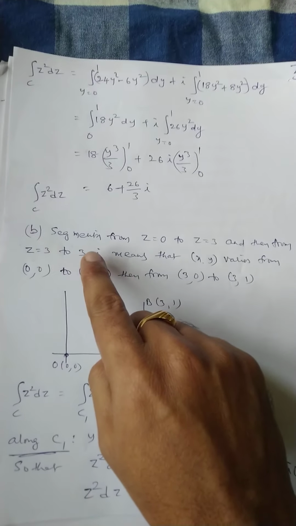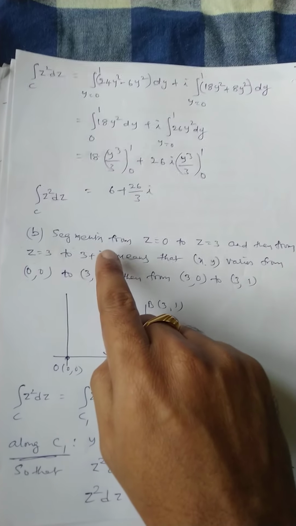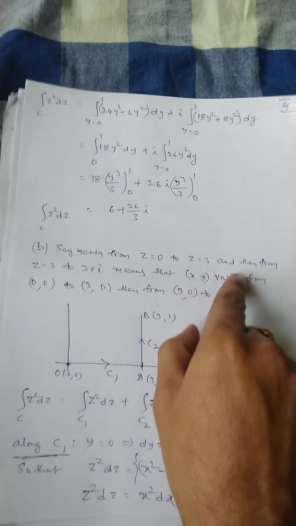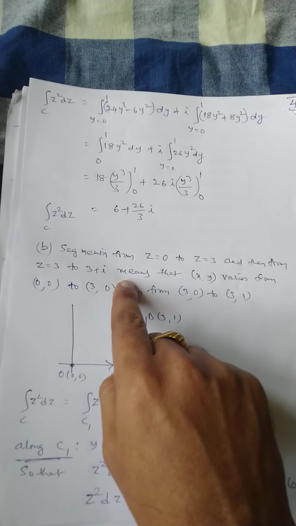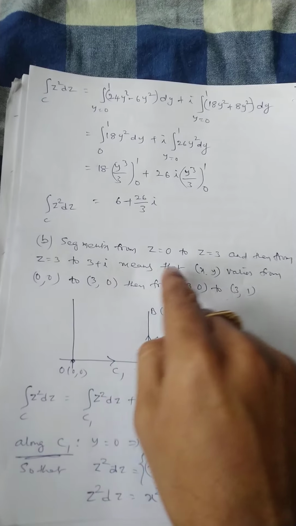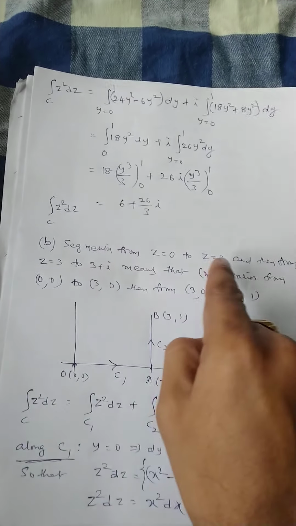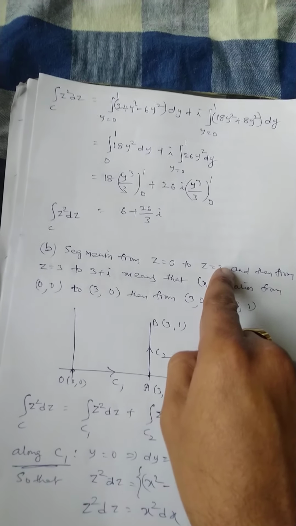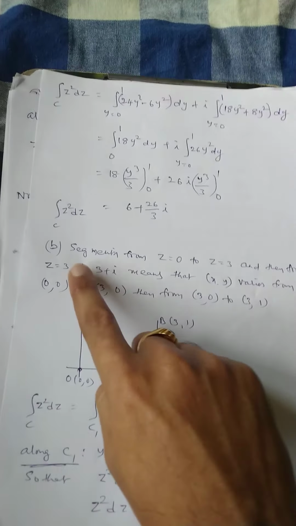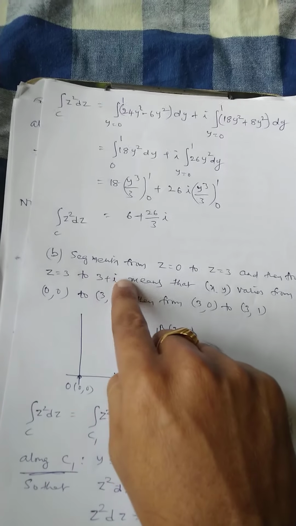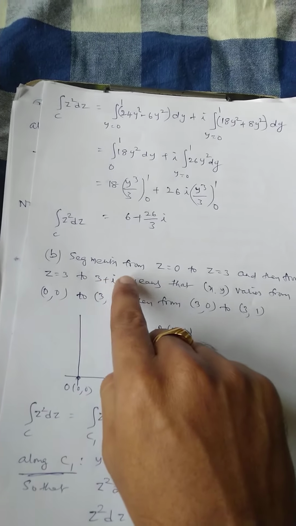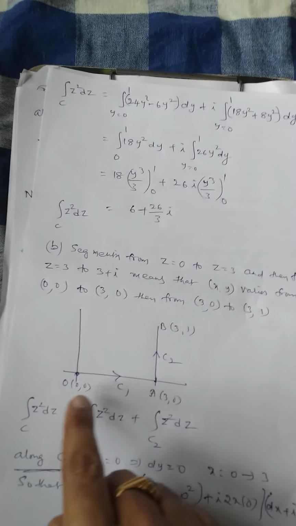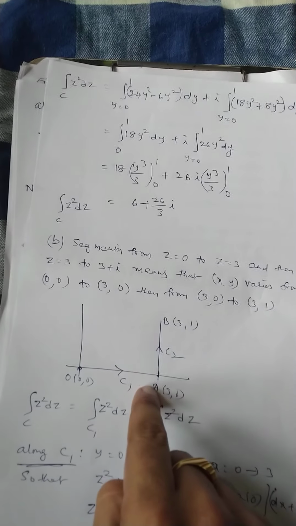Now the second part, B, has segments from z equal to 0 to 3 and then from z equal to 3 to 3 plus i. That means (x, y) varies from (0, 0) to (3, 0), then from (3, 0) to (3 plus i), with x being 3 and y going from 0 to 1.